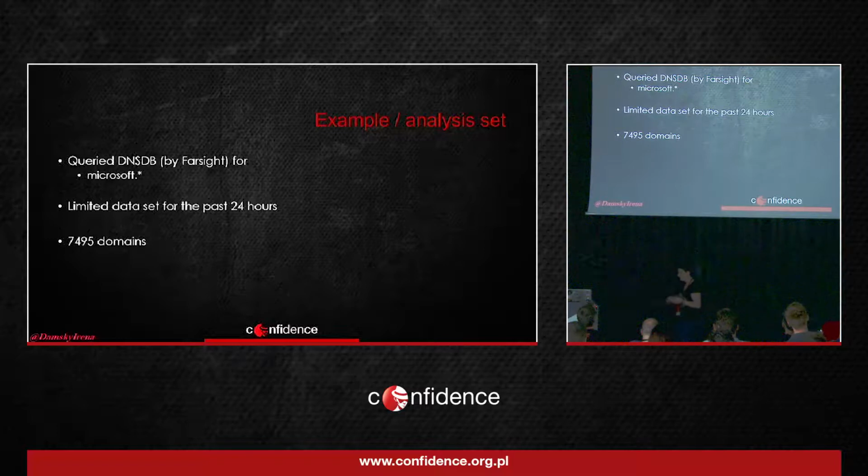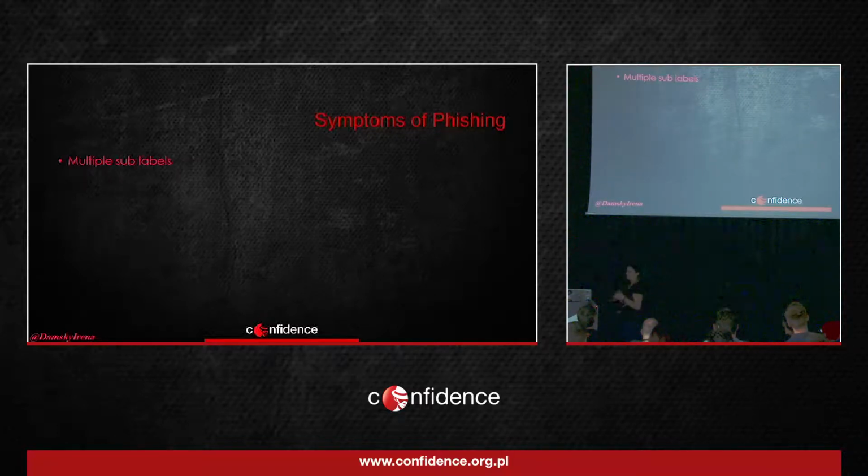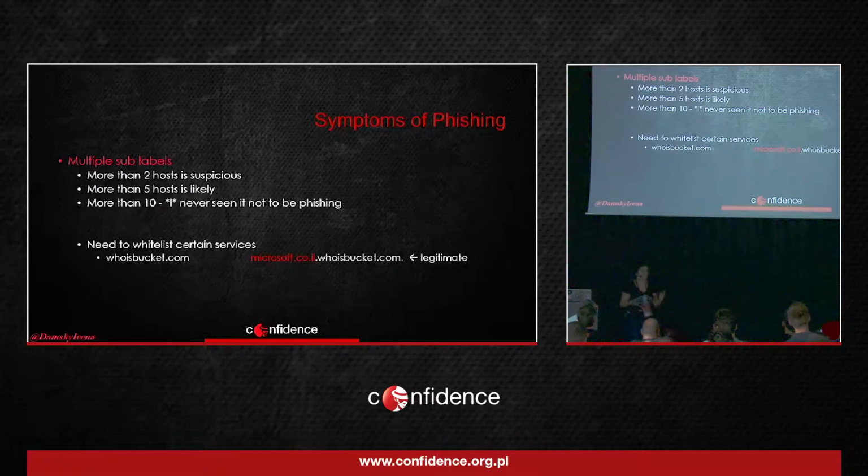So let's just look at it. Basically, the first symptom of phishing is when you have multiple labels, multiple sublabels. Once you have more than 2 subdomains or sub-hosts, that's already a bit fishy, because most legitimate services usually use only one. So you'd use www, your website, or blog, your website. Maybe sometimes you'll use 2 sublabels, but even that's not common. So 2 is already a little bit suspicious.